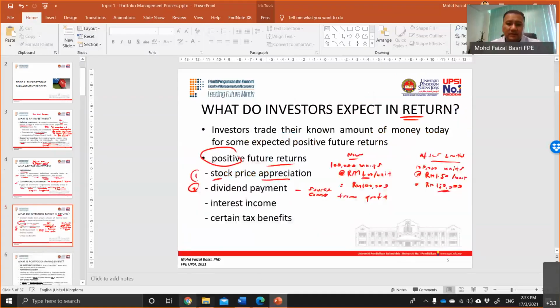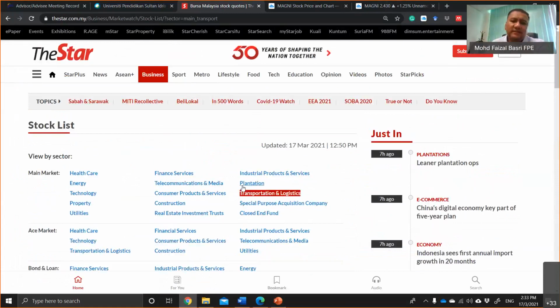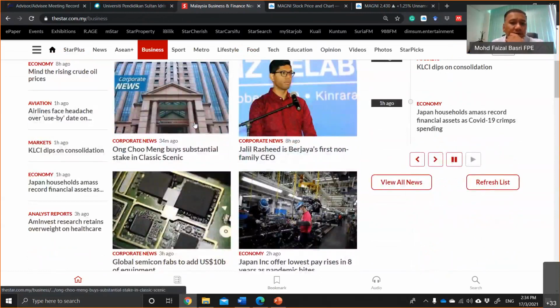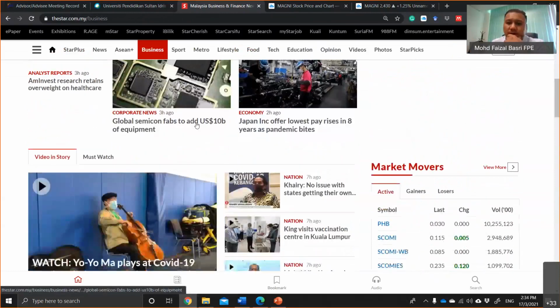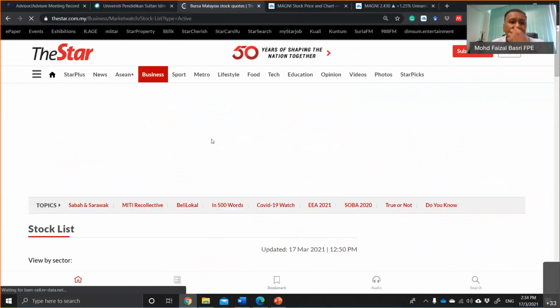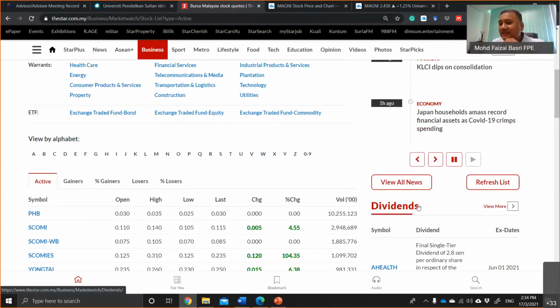Let me share with you. I Google that. Okay, so kalau in Malaysia, there's a lot of obviously online portals that you can look for. So I sometimes use the Star ni sebab they have a business section kat sini. Just pergi je kat the Star business section ni. Ataupun specifically dekat market eh. Here. So here under this section you akan nampak ada news about dividends.